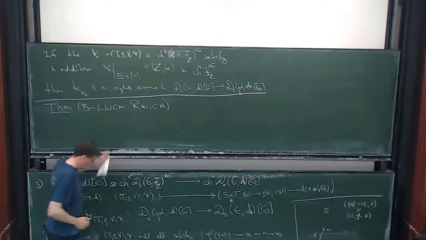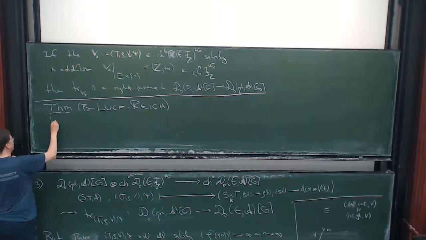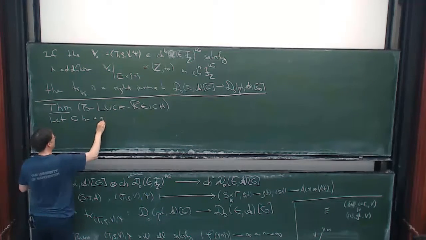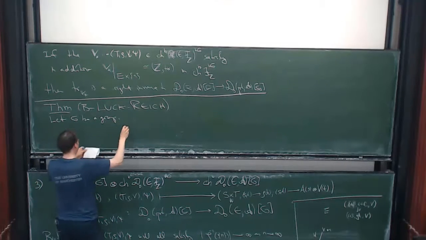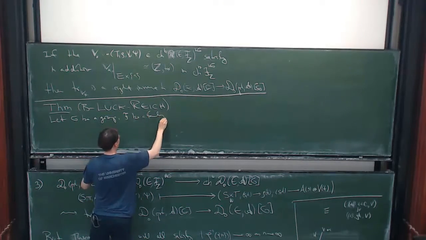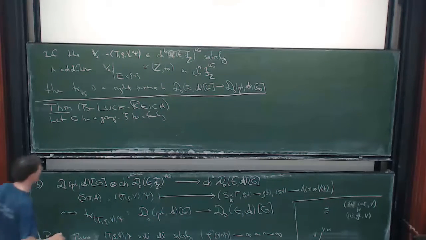That we proved with Wolfgang Lück and Holger Reich when we thought about hyperbolic groups. And it gives a general criterion. So let G be a group and F be a family. Typically, in the best case, it's the family of virtual cyclic subgroups.